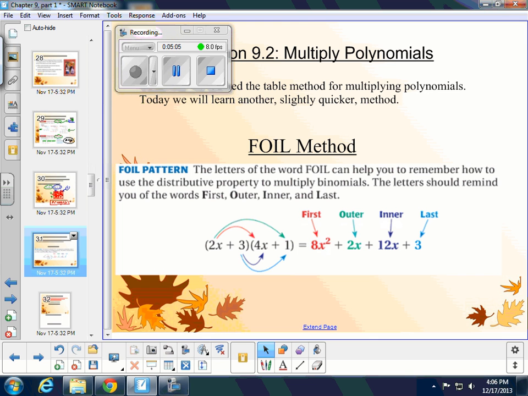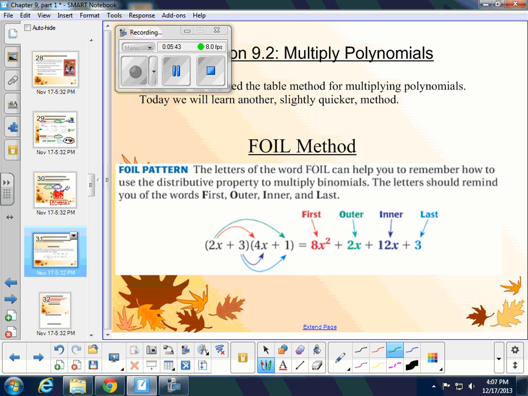The second method is called the FOIL method, and that's just an acronym for the terms that you're going to multiply together when you're multiplying two binomials together. It does the same thing the table method does, just without the nice table visual. It still makes sure that I multiply each term in the first polynomial by each term in the second polynomial. And usually we're talking about binomials in these cases, because that's what we'll end up multiplying together a lot.